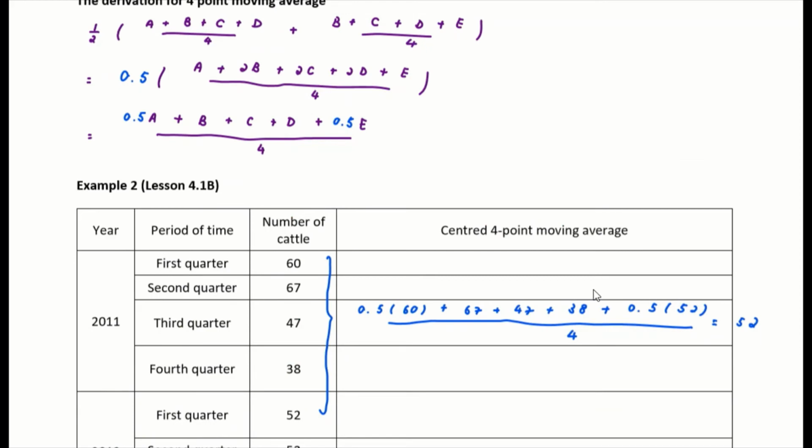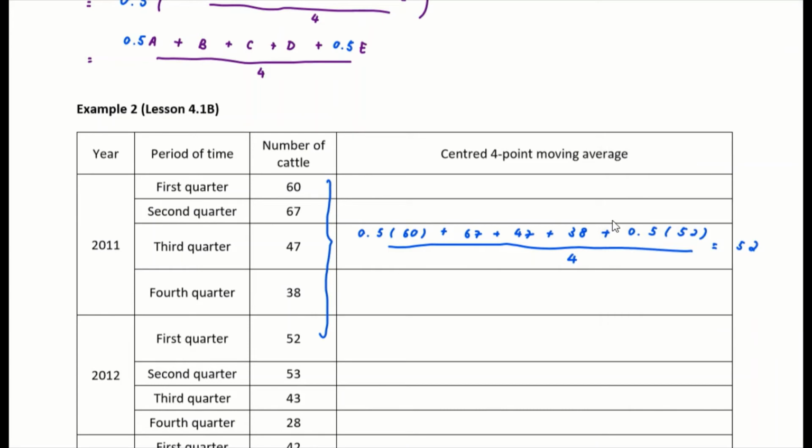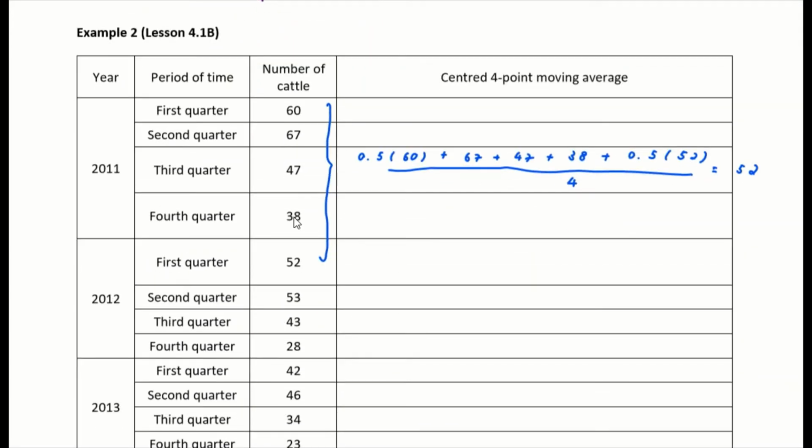So now let's move on to the second one. Same thing, when you are doing 4-point, it means you are taking 5 points. This is the same thing, your center, right? So you are taking these 5 points. Half the first value, half the last value. So 0.5 multiply 67, and then the middle ones remain the same, 47, 38, 52. And then the last one, we have 53.